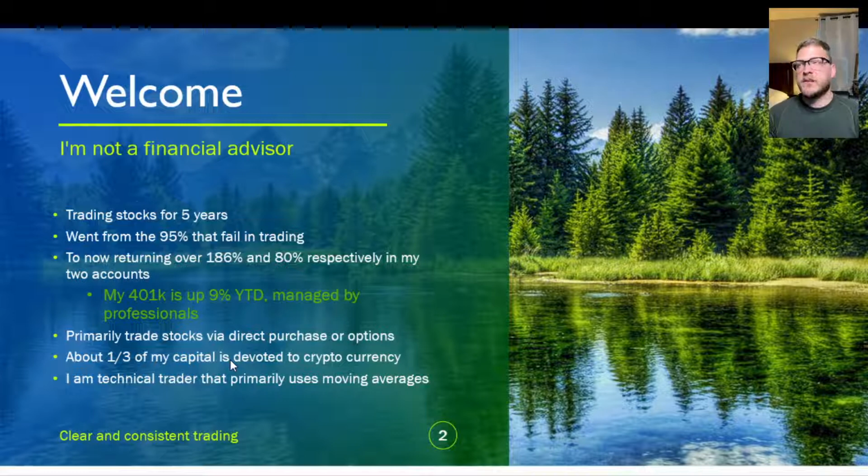A little bit about my trading philosophy: I primarily trade stocks by direct purchase. I will trade on occasion options if I'm really confident in the trade. About 1/3 of my capital is devoted to cryptocurrency currently. It does swing a lot, so my capital does change in that account for crypto on a week-to-week basis. I am primarily a technical trader that primarily uses moving averages. I don't look at financials. I don't look a lot at the news other than for a catalyst to really make a moving average divergence play.